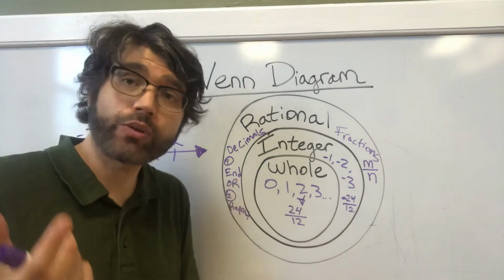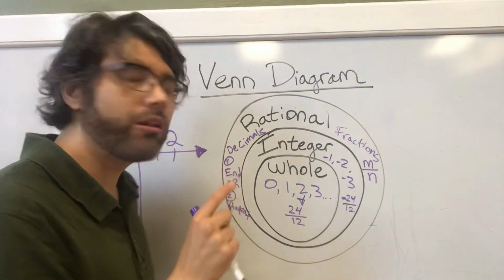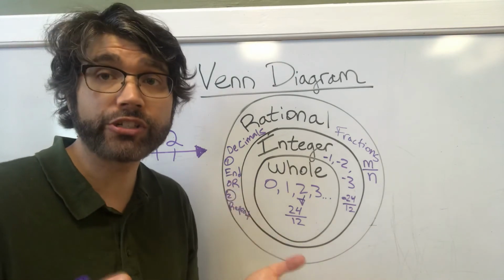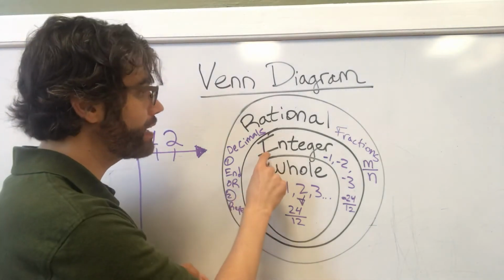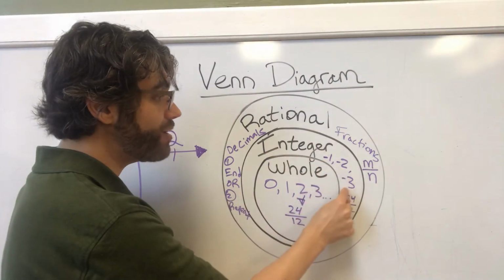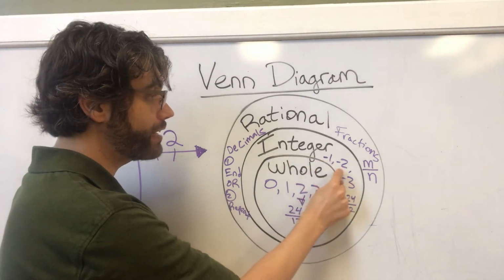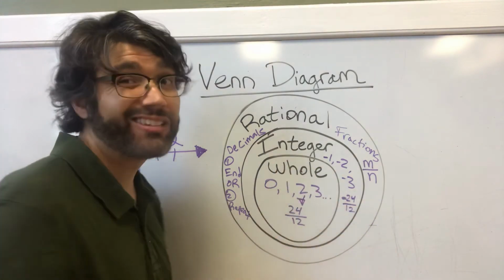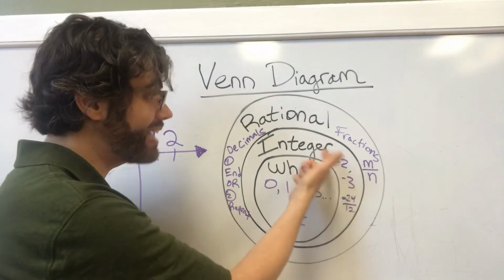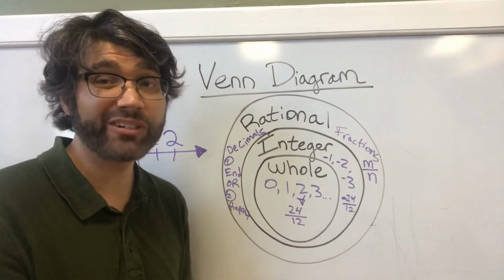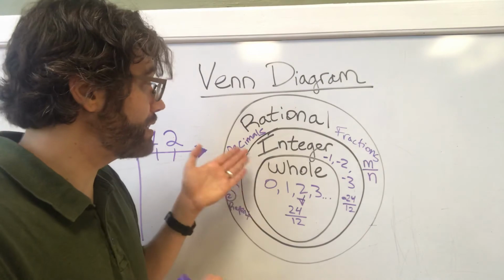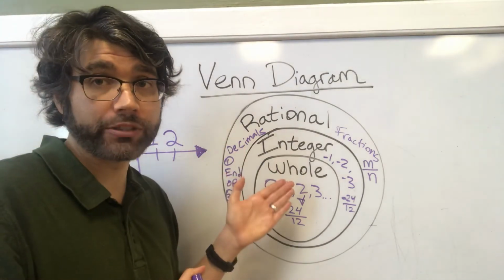For instance, here's a question. Are all integers whole numbers? Are all integers whole numbers? Well, you see that some integers are not whole numbers. Some integers like -1, -2, -3 aren't included in the smaller circle. So since you can find examples of integers that are not whole numbers, it is not a true statement. It is not a true statement to say that all integers are whole numbers.